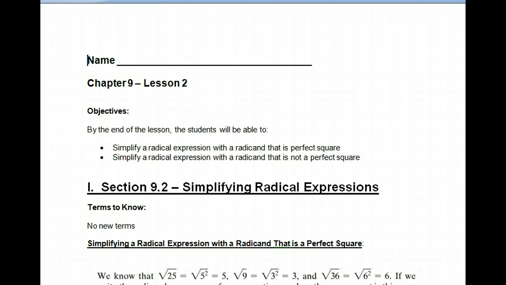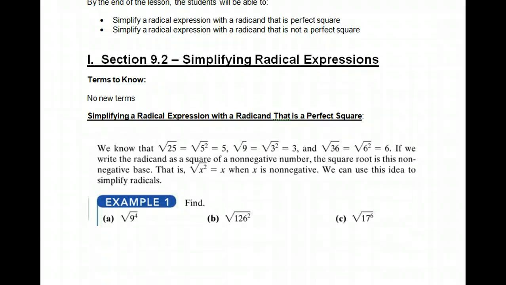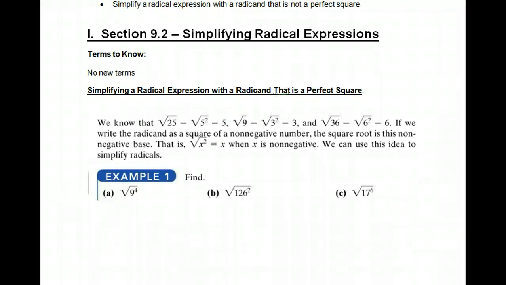In this lesson, we are going to be working on simplifying a radical expression with a radicand that is a perfect square, as well as a radicand that is not a perfect square. Now, what I would like to pose to you is that in our last lesson, we started talking about how when we have perfect squares, we can take that and break it into the number that when multiplied by itself made that radicand, and then that is the answer to that perfect square problem.